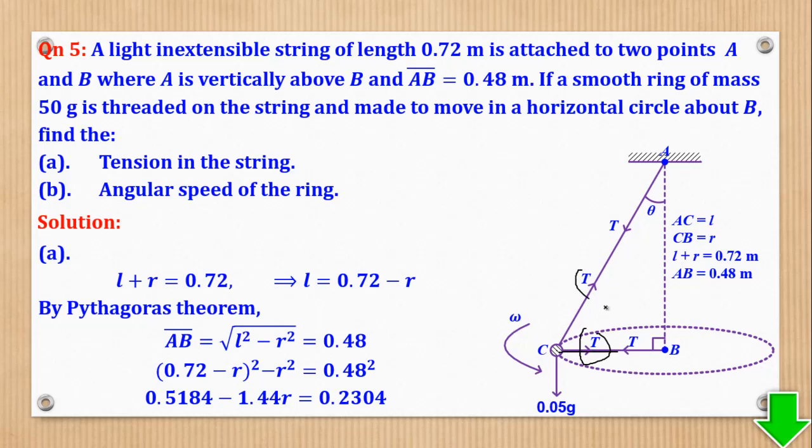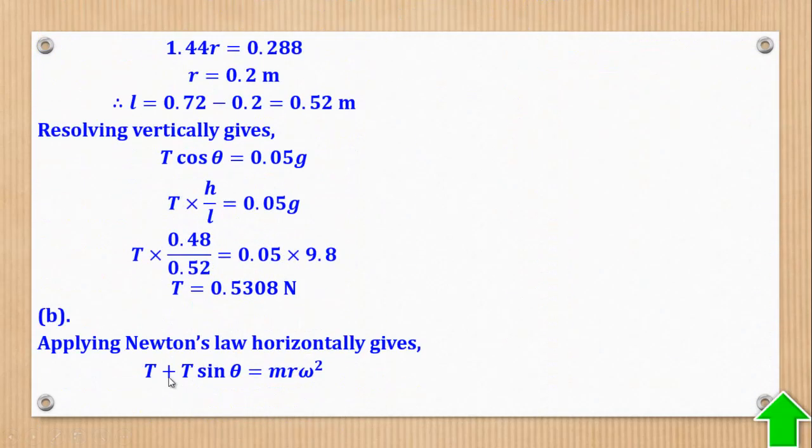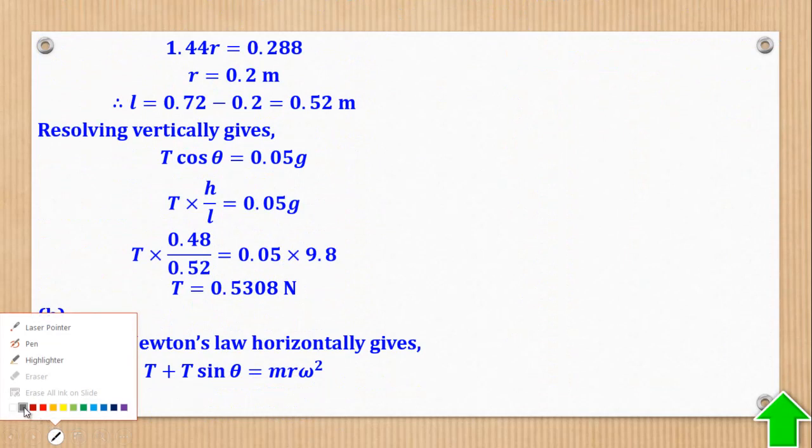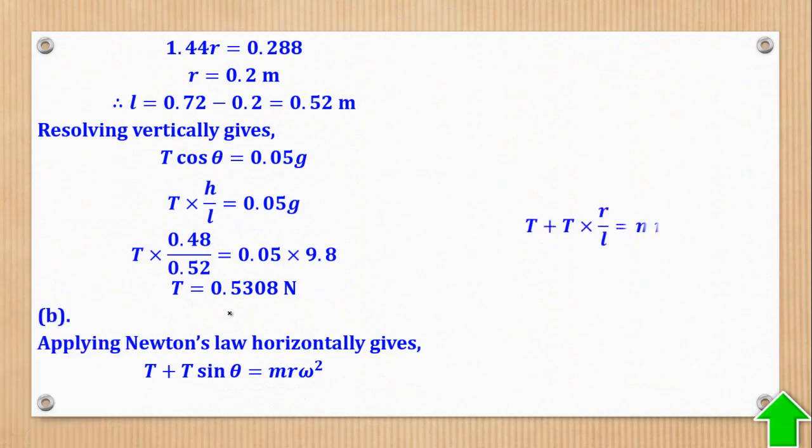Then there is also this other tension. When you resolve it, its horizontal component is towards the center. So there are two forces. One is the tension in this string BC and also the horizontal component of the tension in string SC. So that is the reason why we are seeing here T plus T sine theta equal to centripetal force.